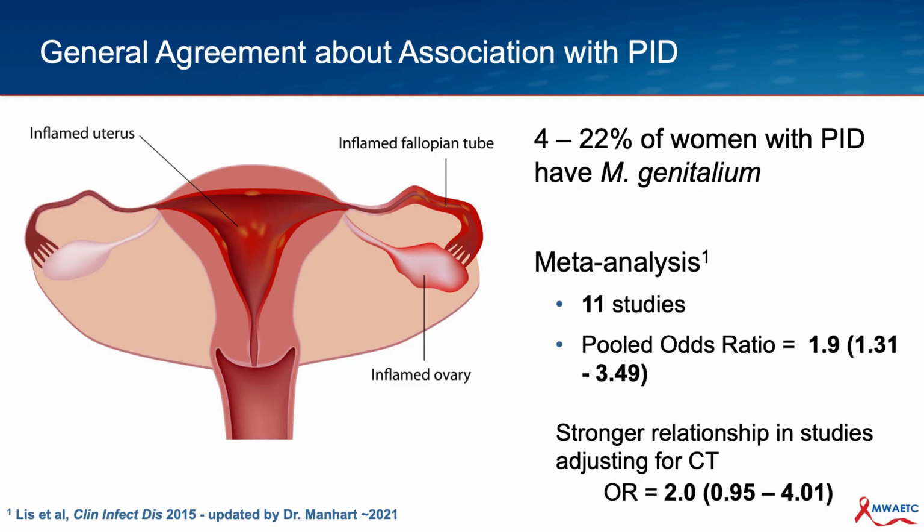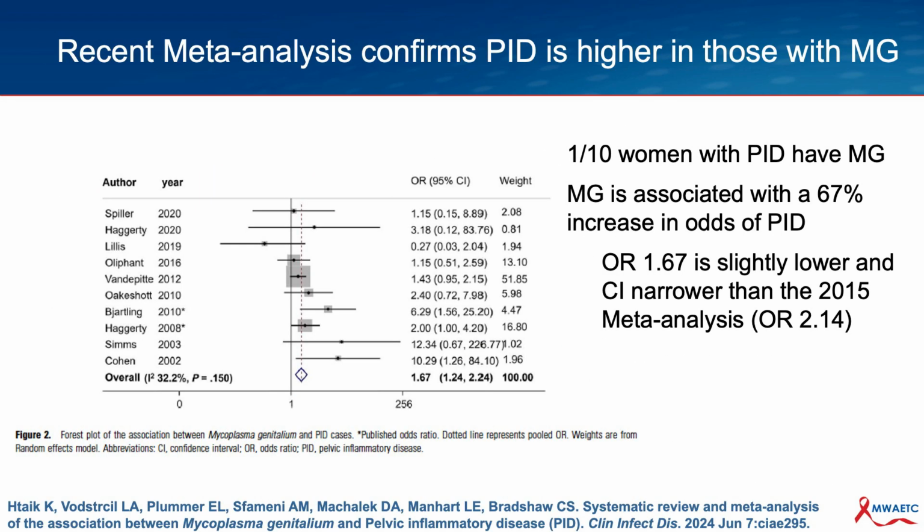Interestingly, all of these associations with these syndromes are higher when they control for chlamydia, sort of indicating that this may actually be the underlying etiology that we observe in this compiled data. This recent meta-analysis looking at pelvic inflammatory disease shows that about 1 in 10 women with PID have M. genitalium, and the newer studies also show a higher odds ratio of having MGen in women with PID, and this is slightly narrower than the odds ratio from the prior meta-analysis, but really corroborating findings.